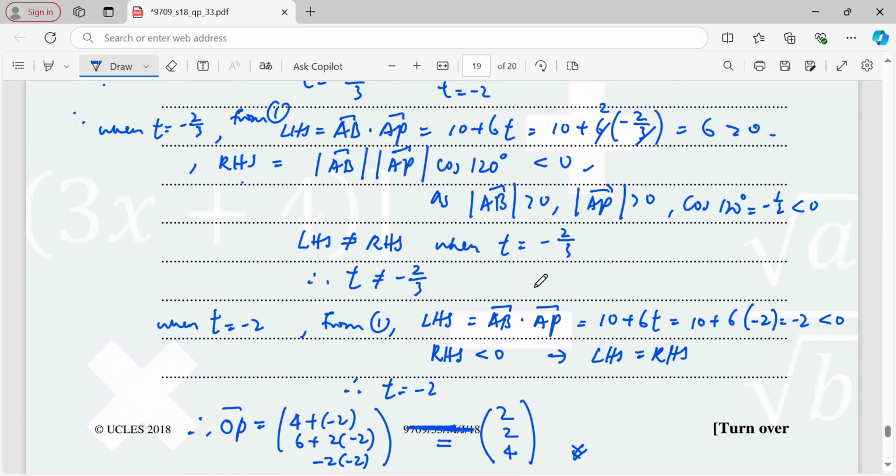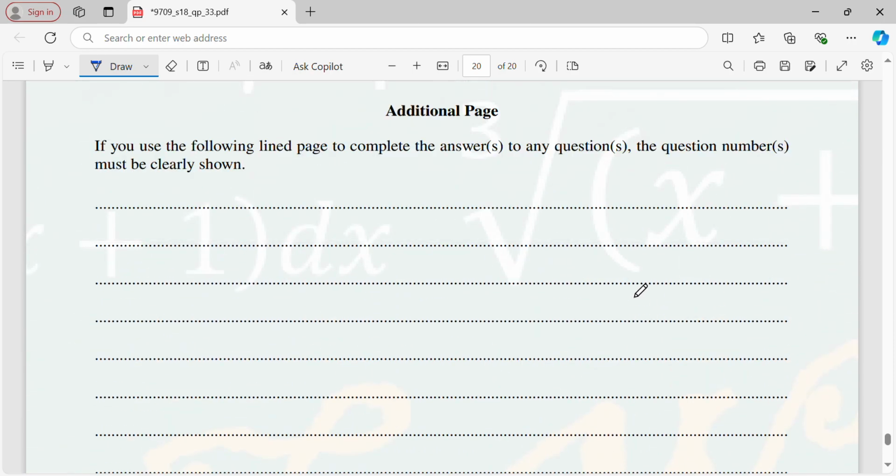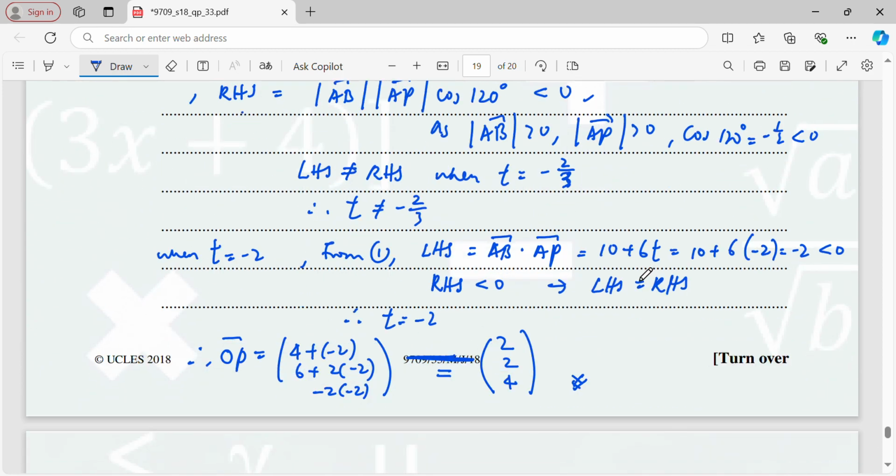So we have to check which t that we need to accept. Right? So then, with this solution, I have completed this paper.